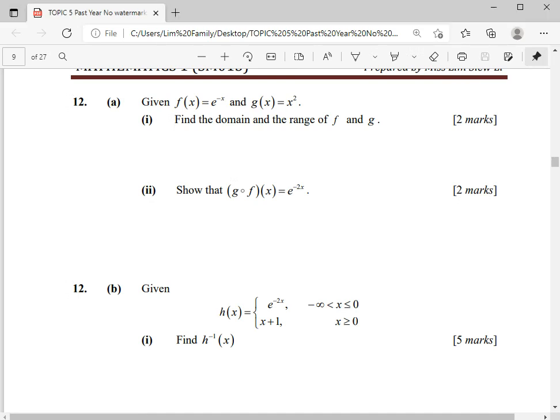So look at this question 12. We go through the whole question. For function f(x) and function g(x) is quadratic, state the domain and range for both functions. We can use whatever we already learned here.